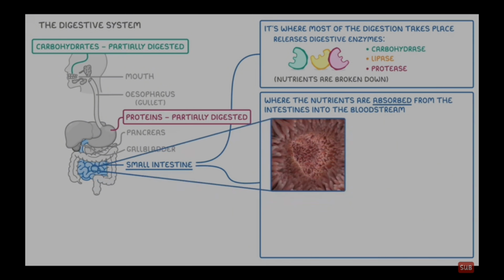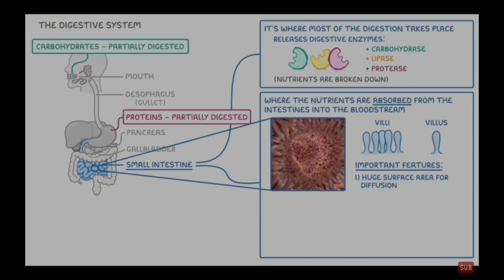If you were to look inside one of the tubes that makes up your small intestine, you would see that the surface is covered in these tiny finger-like projections called villi, or a villus if you're just talking about one. Villi have a few important features that you need to know about. One is that they have a huge surface area over which diffusion can take place.